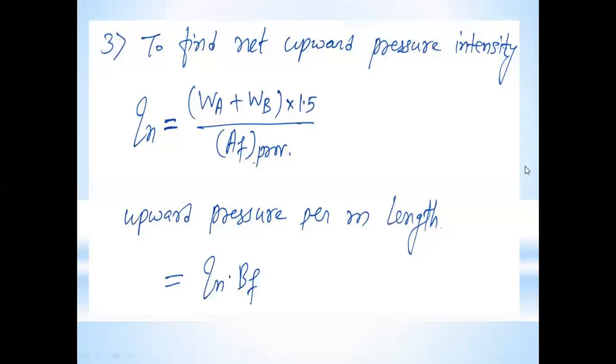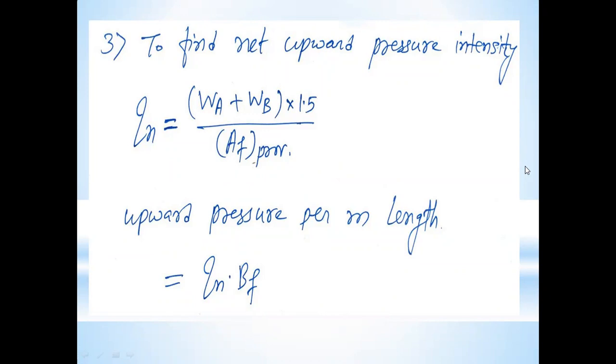Now I already know the area. Second, we have to calculate the upward pressure intensity. So how to calculate it? The safe bearing capacity is equal to load divided by area. What is safe bearing capacity? It is load divided by area. Which load do we take? WA plus WB. And here we have to take the factor of safety.